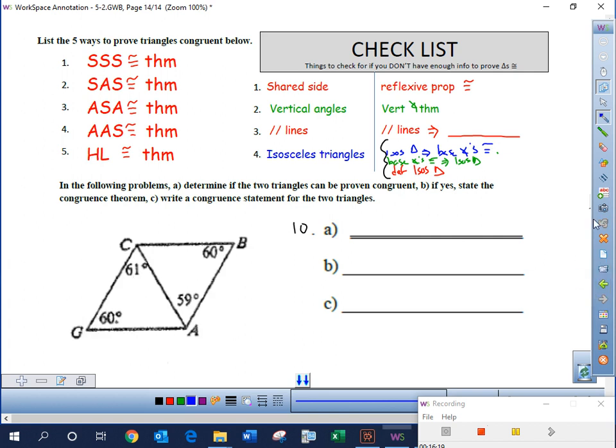Here's an interesting one. Like, I got me a shared side, so I can mark that. I don't have any sides whatsoever to start with, so I know I got to go to the checklist. I got a shared side, and to get some angles, I want to mark them. I got a 60, the same as a 60. Sorry, my pen messed up there.